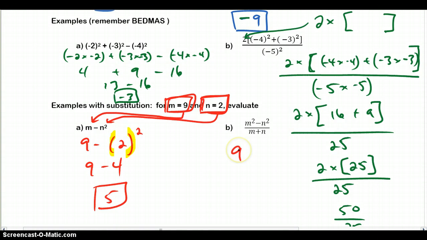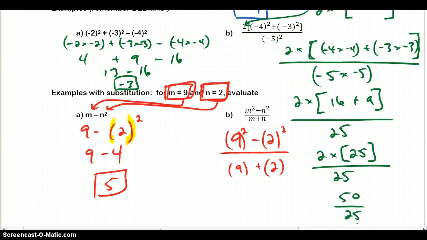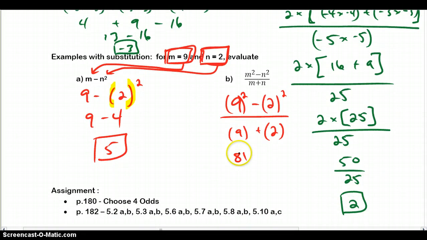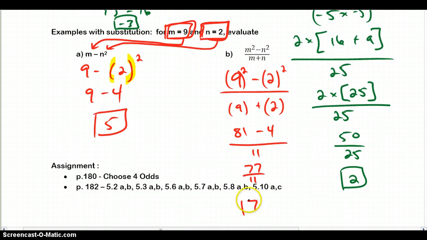So this is 9 squared, substitute in that 9 minus 2 squared over 9 plus 2. And in this case, yeah, again, the brackets just kind of keep the numbers to themselves. 81 minus 4 on the top, divided by 11. So we have 77 divided by 11, and that's equal to 7. So I'm just working down the page, doing one step at a time.